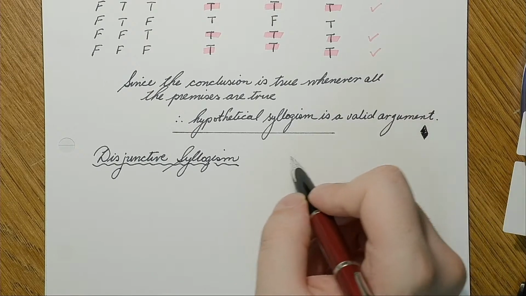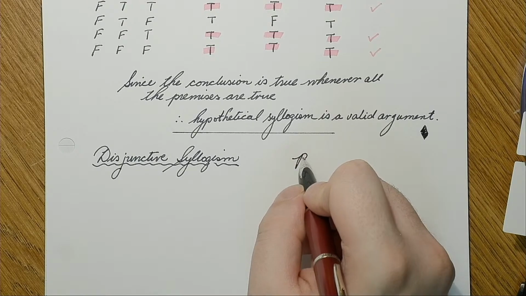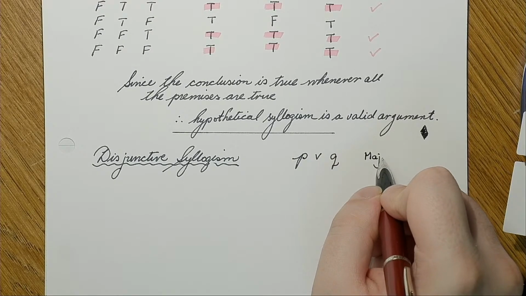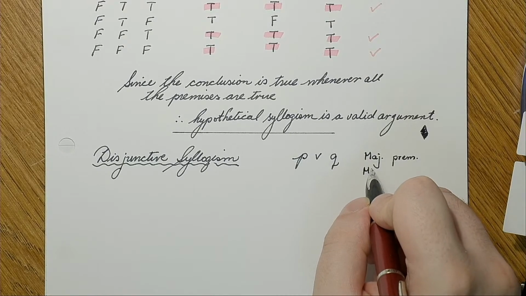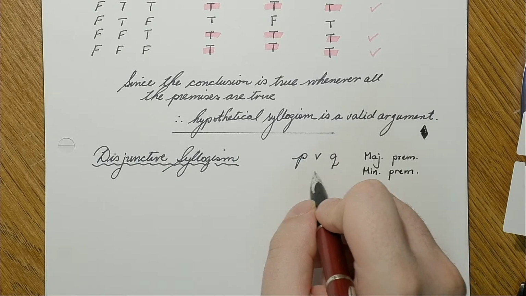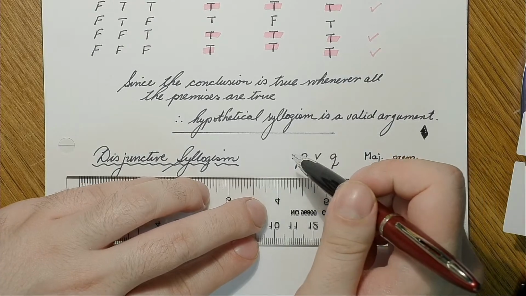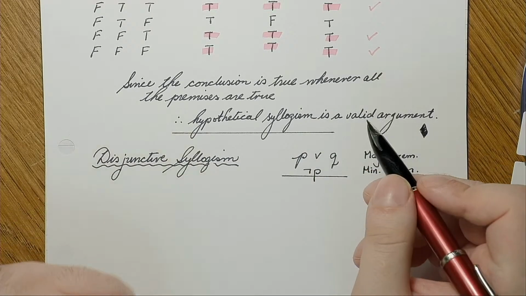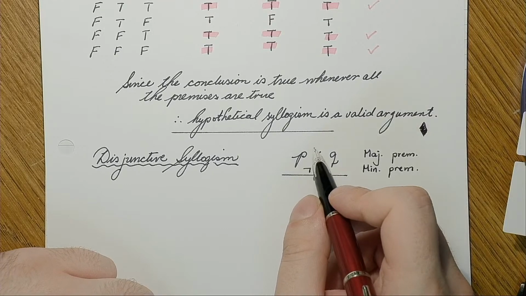So the disjunctive, like I said, it's got to be a disjunctive statement. So we're going to have P or Q. So there's kind of the major premise. The minor premise, again, something that's a little bit more specific. This time it says it's not P. Okay, so it's definitely not P.